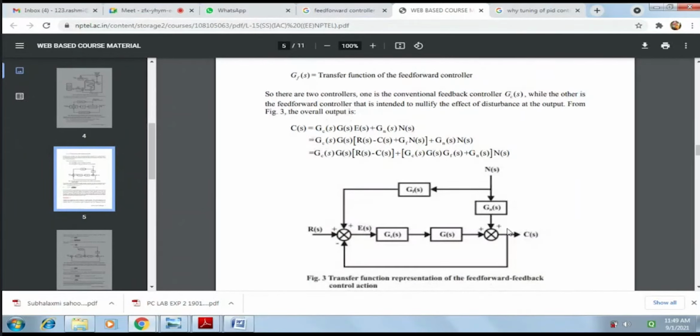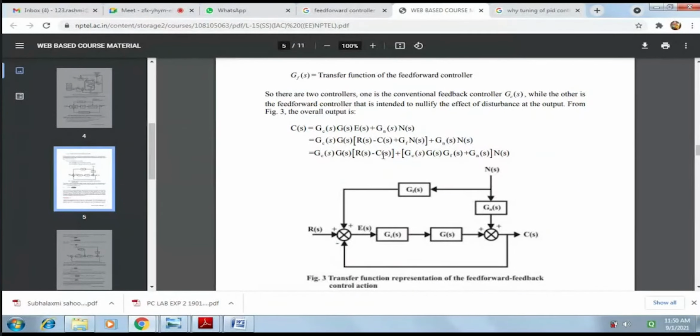So C(s) is equal to GC(s) into G(s) into E(s), this part, plus N(s) into GN(s). Now we have to replace E(s) with the value that is given, R(s) minus C(s), and this part also, as well as GF(s) and N(s). This input is also coming, GF(s) and N(s). Now this part will remain the same.